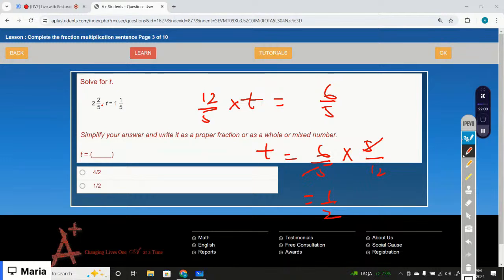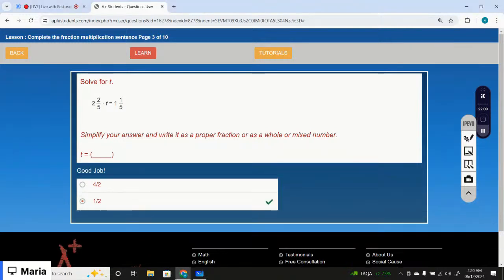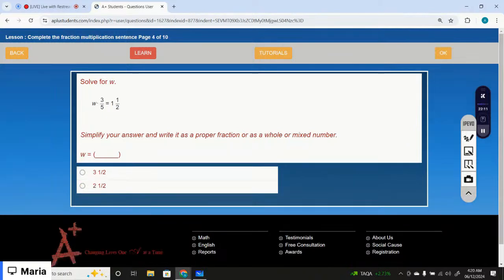Option number 2 is the correct option. The next one is 3 by 5 w times 3 by 5 equals 1 whole 1 over 2.